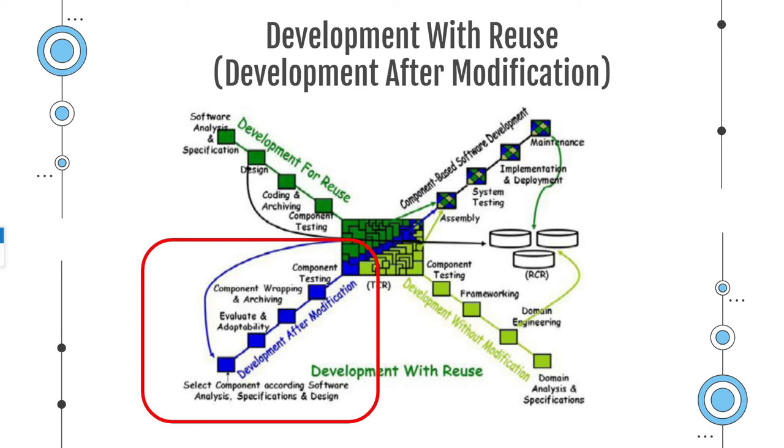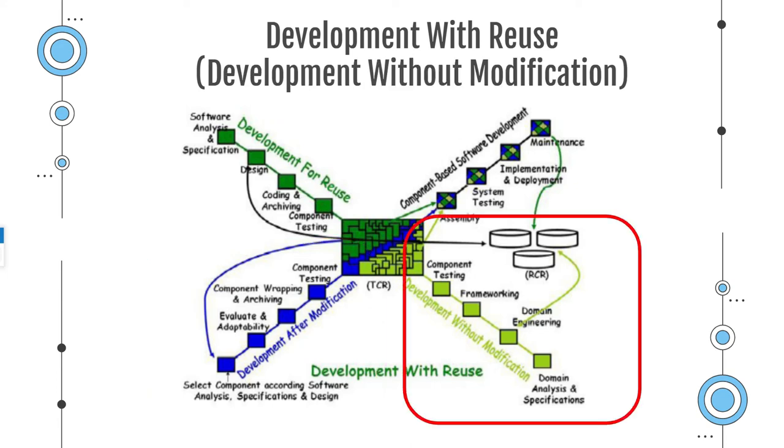Similarly, in the stage of component testing, the process will undergo the similar process that we have mentioned in the component testing stage of the development for reuse. Later on, the tested component will be saved into the TCR. Next, we will proceed to the development without modification.